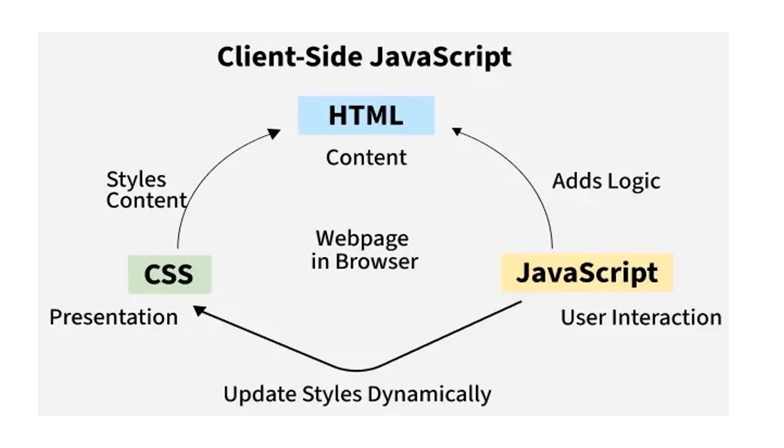So this is the small architecture of client-side JavaScript. HTML, JavaScript and CSS are connected together. JavaScript adds logic to the HTML, and when there is a user interaction, it updates the styles dynamically, with CSS styling the contents of the HTML. So overall it is a web page in the browser which is shown to the viewers.